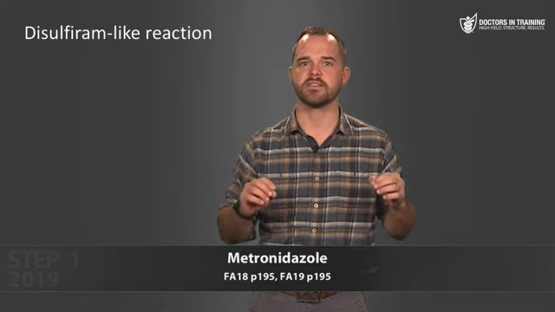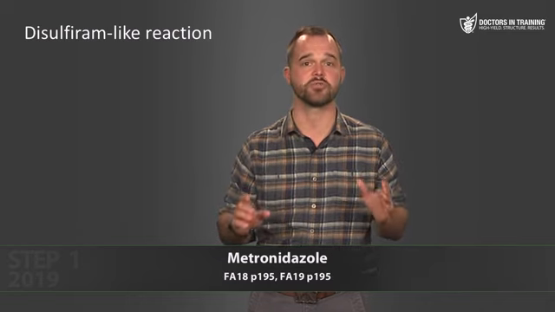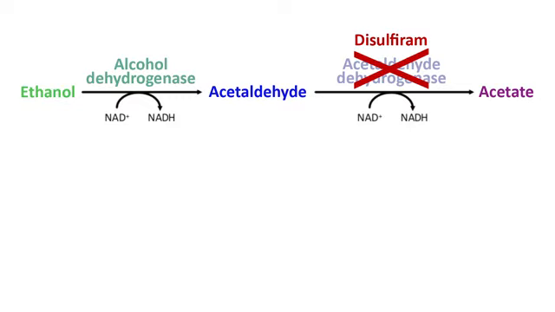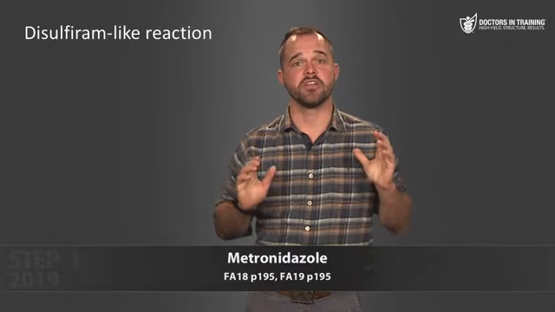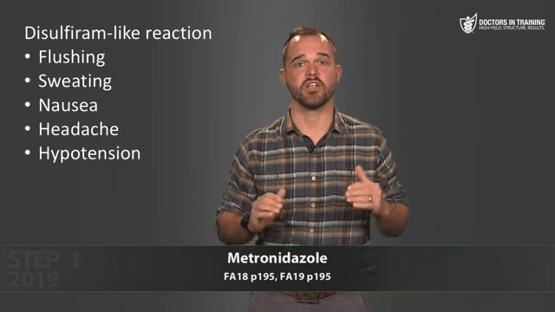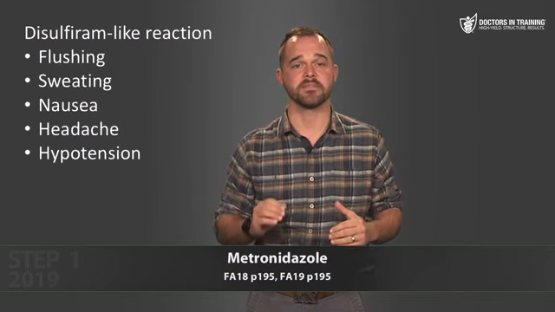So what is a disulfiram-like reaction? We covered this in a couple places through the course because there are several drugs that might do this, but let's just review. Disulfiram is a drug that inhibits acetaldehyde dehydrogenase, so it prevents ethanol from becoming fully metabolized. When that happens, you get an accumulation of acetaldehyde, and that causes flushing, sweating, nausea, headache, and sometimes hypotension.